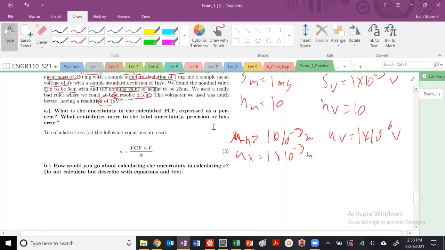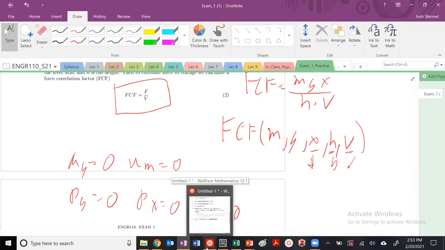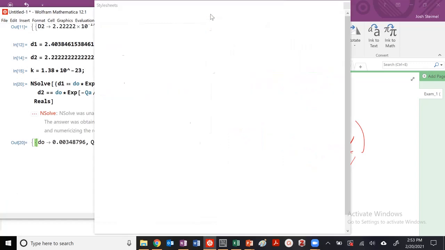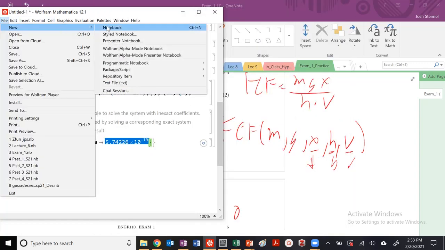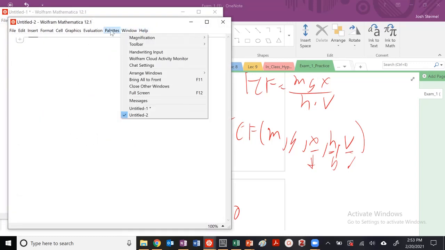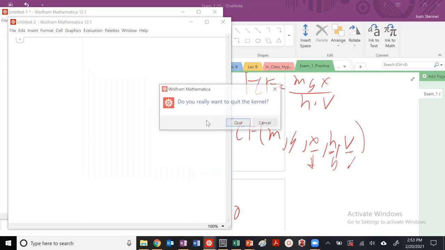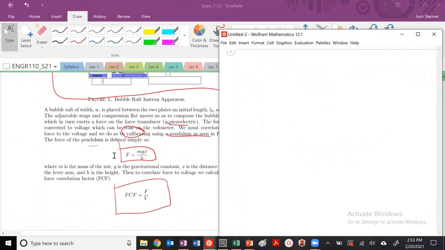So let's go ahead and put all this together in a notebook. I'm going to create a new notebook. Oops, I don't want a style notebook, unfortunately. So let's do a new notebook and clear everything. So file, evaluation, quit kernel, local. Here we go. Let's start to calibrate these values.